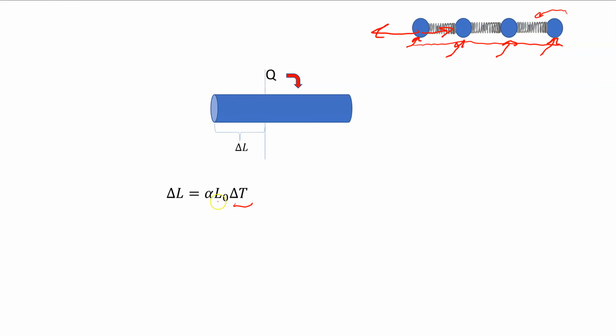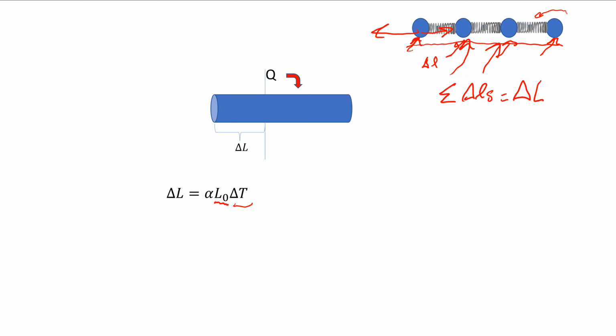And that also explains why the amount it grows depends on the length. The more length I have, the more atoms I have. If each atom experiences a little tiny bit of growth delta L, well, the more atoms I have, the little delta L's will add up to give me one big delta L for the entire material. Okay, so that's where this formula comes from.